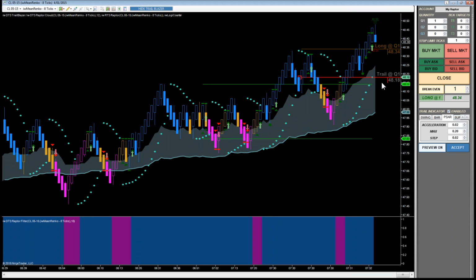Come on, get up there. Isn't this always the way when you're trying to point something out? It doesn't want to cooperate. Get up there. Sometimes it helps if you tickle it with the mouse. Give it a little push. Come on, get up there. There you go.